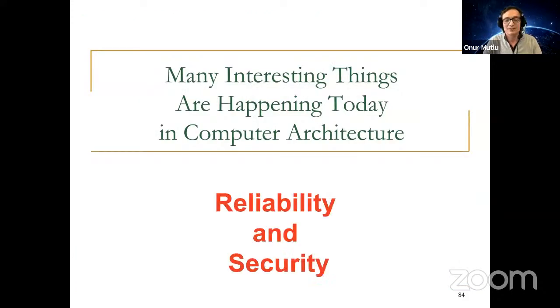Okay, let me jump into reliability and security, a completely different perspective. And this is also becoming very interesting and very tough today also. Let me give you some examples.